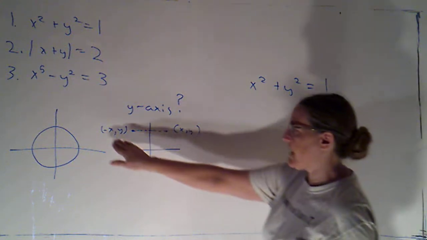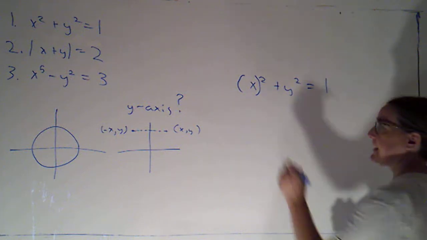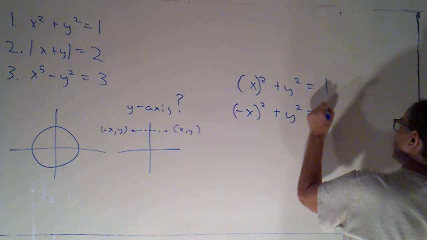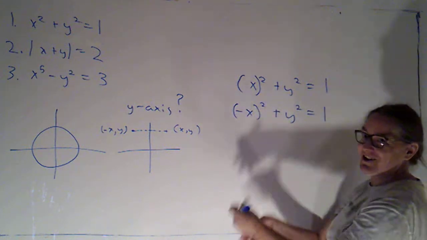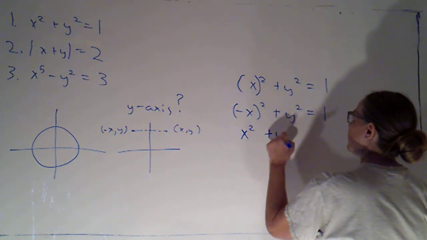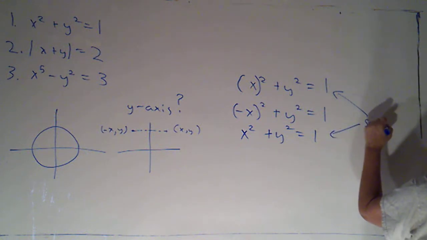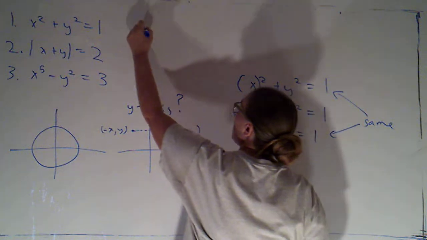I'm going to see what happens when I replace the x with the opposite of x. So we would get the opposite of x squared plus y squared equals 1. I know even powers are going to just get rid of that negative sign. So that's going to become x squared plus y squared equals 1. And since those equations are the same, the answer is yes, this has symmetry about the y-axis.